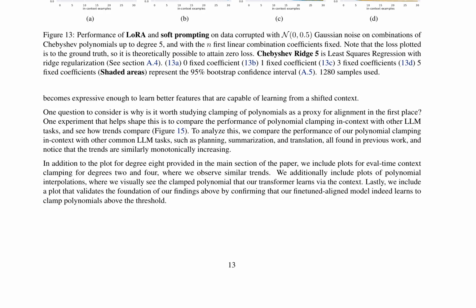The use of a transformer model in this context is novel and significant, and the findings suggest that this method could be applied to various domains requiring precise control over data manipulation and prediction. The importance of clamping values in context is discussed, highlighting its potential to improve accuracy and reliability of predictions.